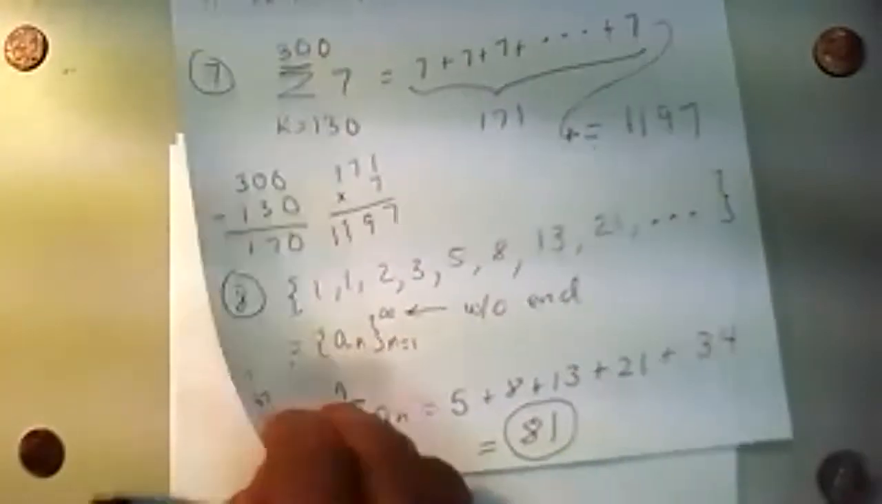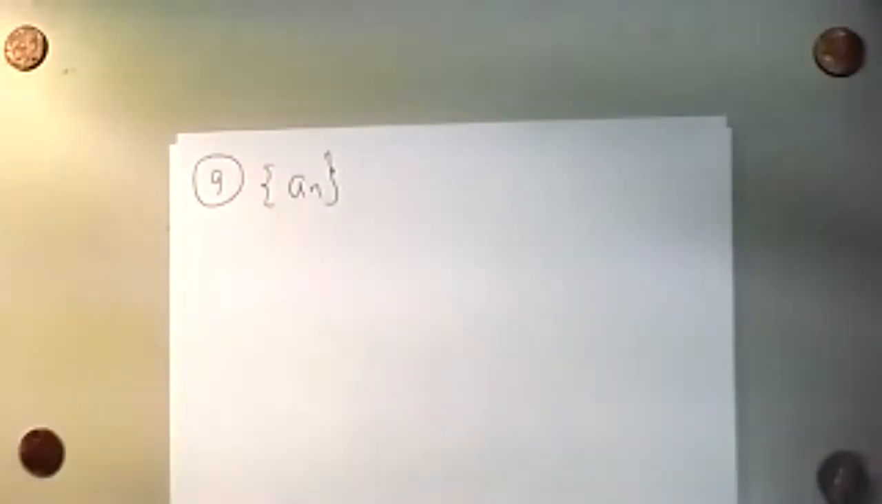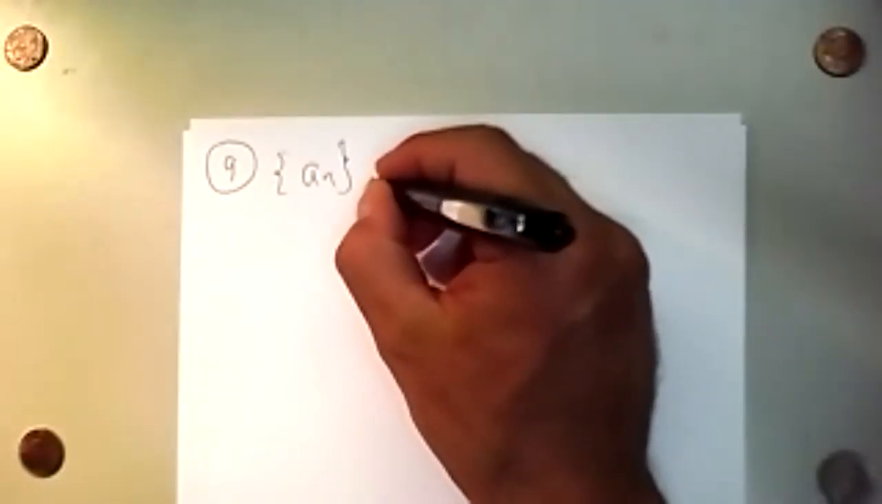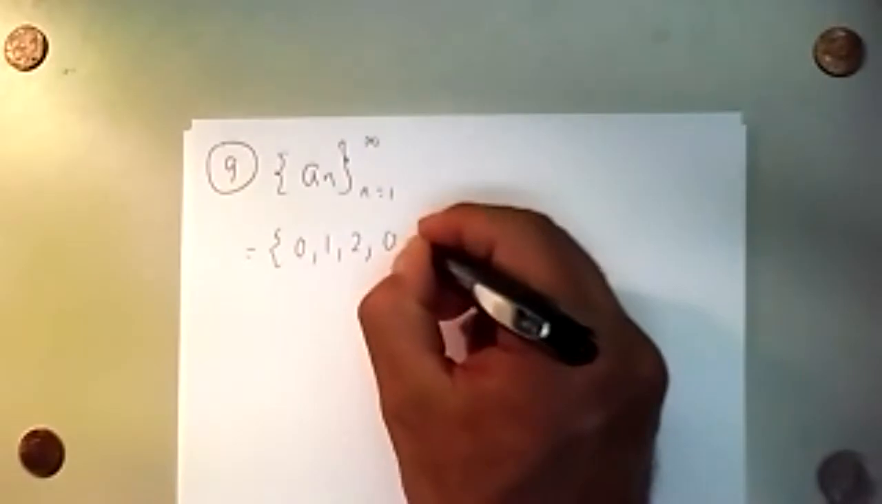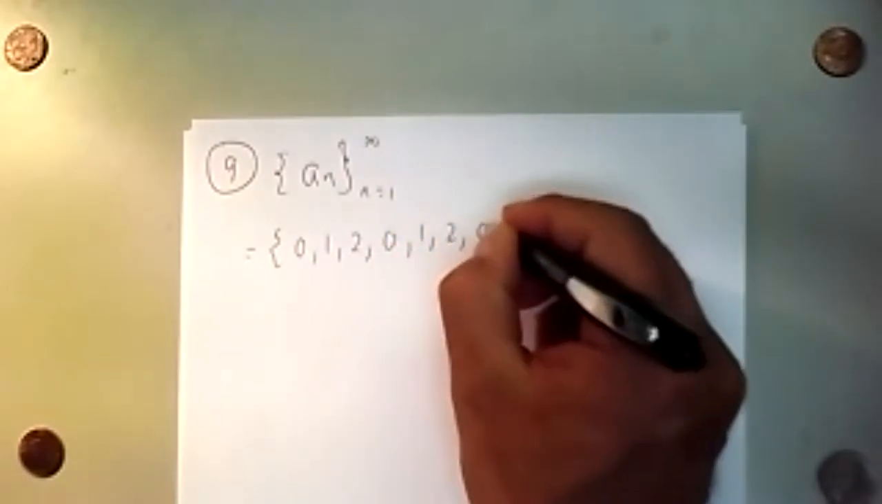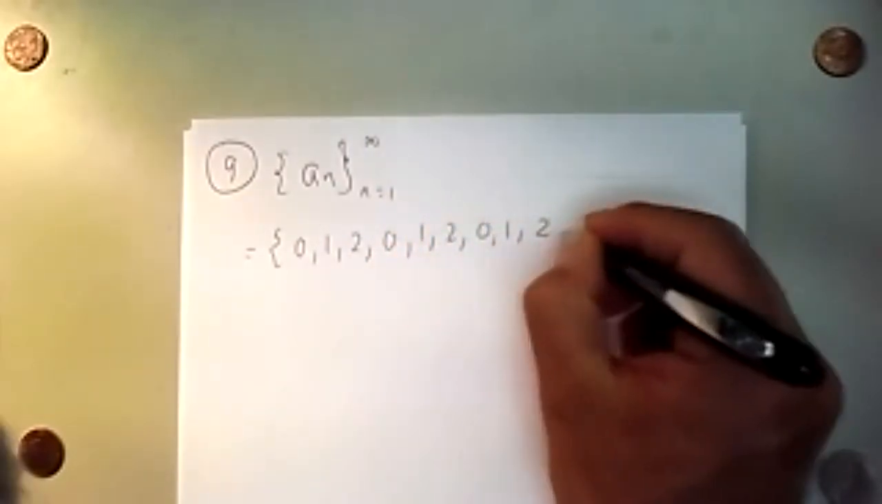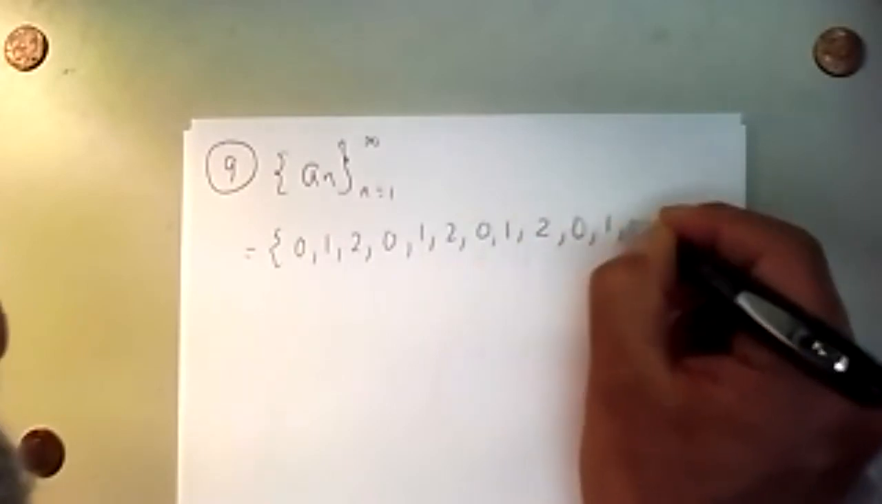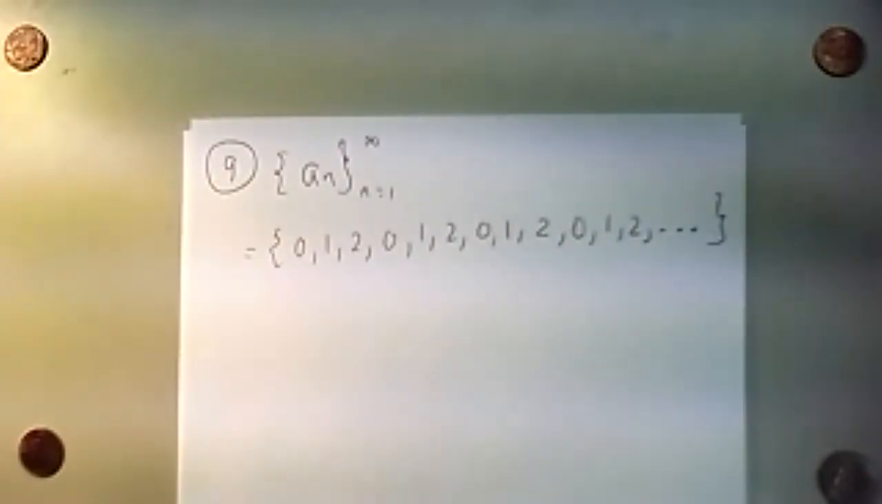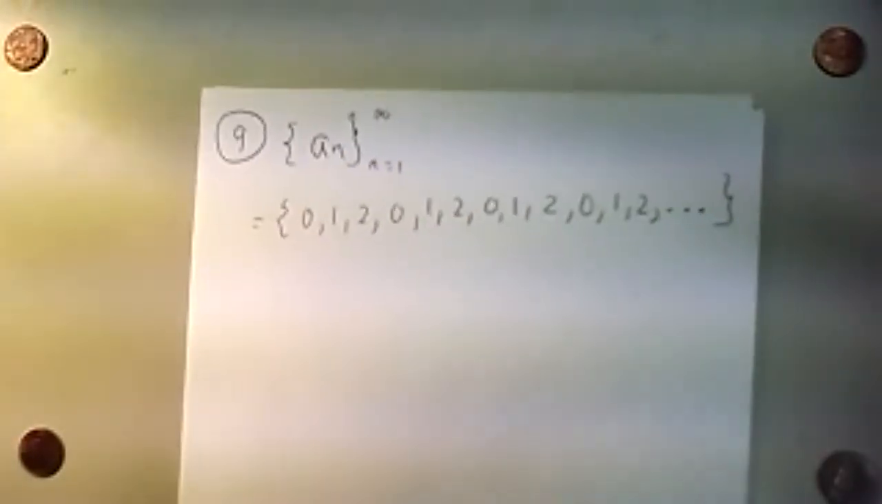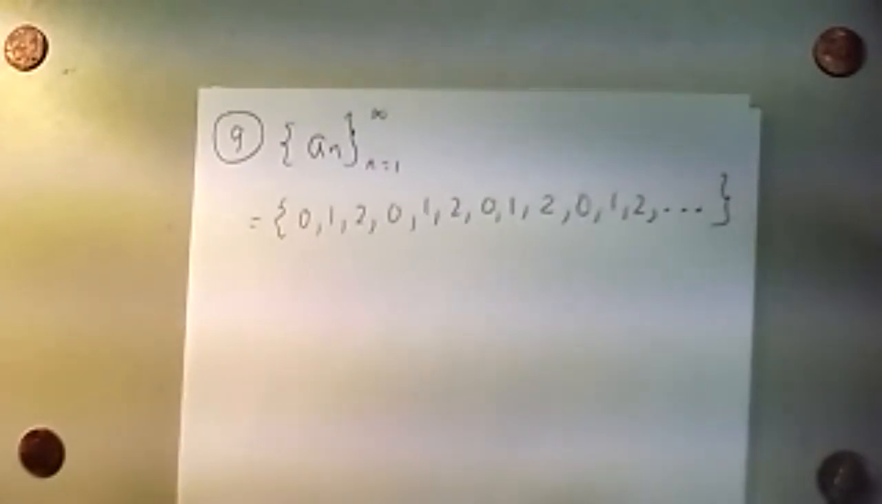All right. So I'm going to introduce a sequence from n equals 1 to infinity, and it will be 0, 1, 2, 0, 1, 2, 0, 1, 2, 0, 1, 2. Well, you get the idea. The pattern is, once you get to 2, you start all over with 0, 1, 2, and then 0, 1, 2, and 0, 1, 2, forever and ever and ever.